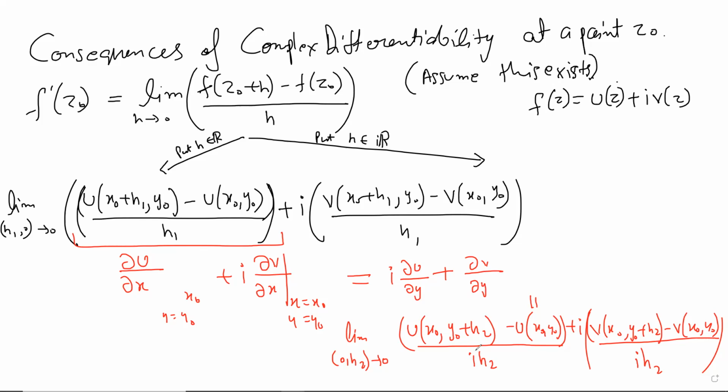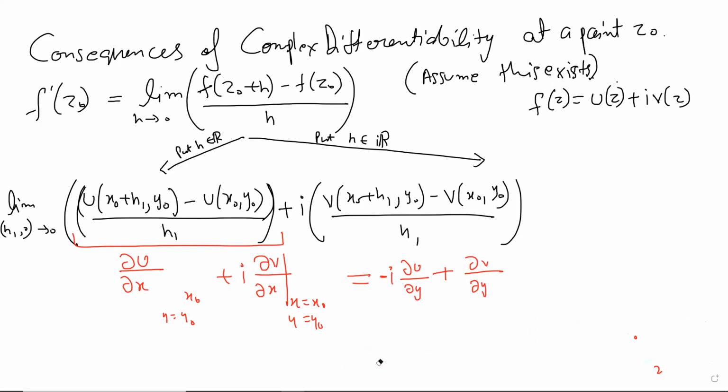No, the i is in the denominator, right? So when it comes in the numerator, it goes with a minus. So that was a mistake. Yeah, the i was in the denominator. Okay. So what do we get?